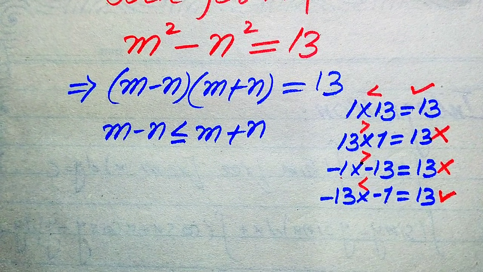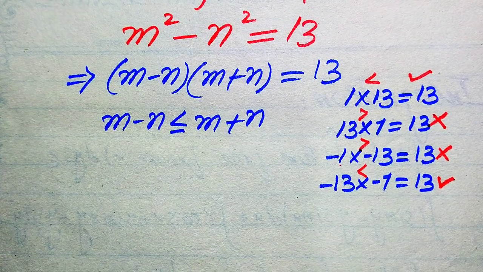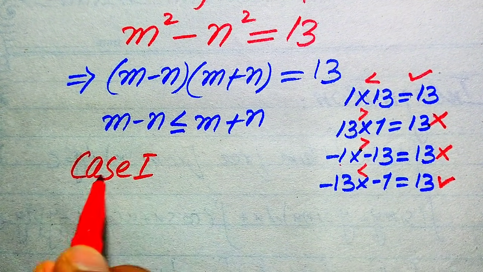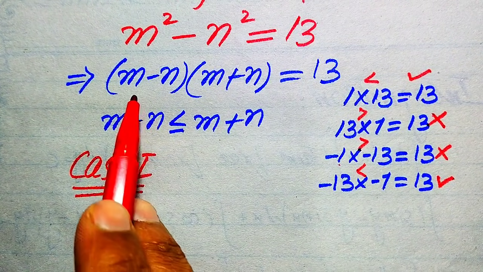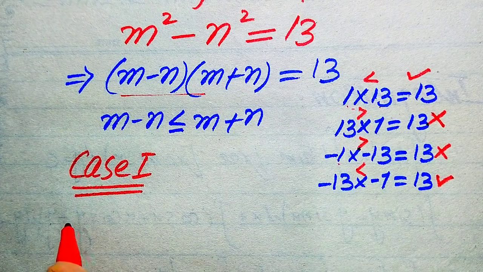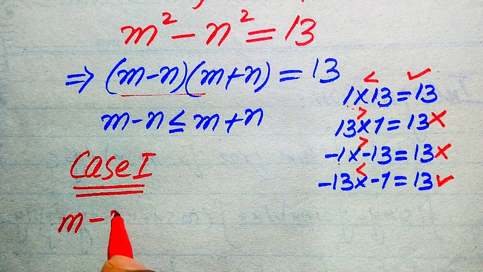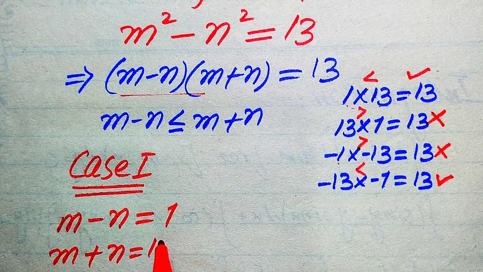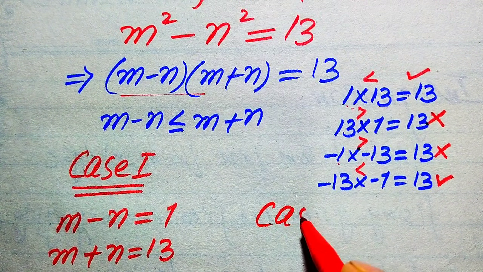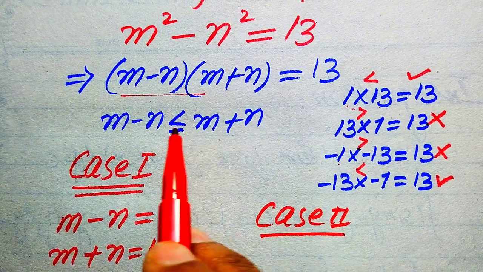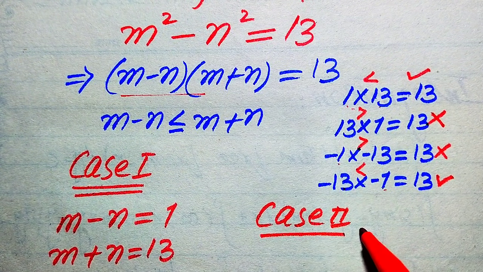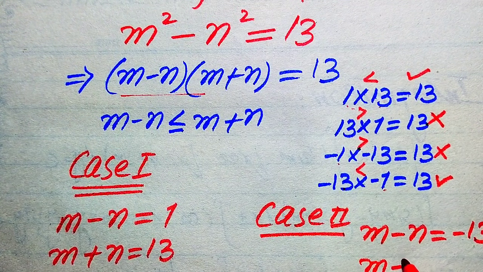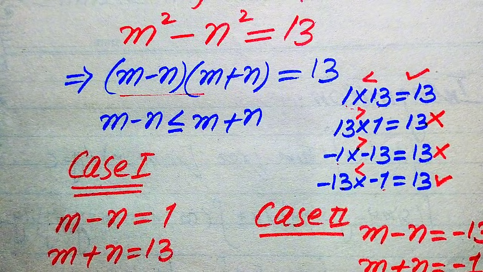So we have these two possibilities in which we get the values of m and n, so we divide this equation into two cases. The first case is we compare both of these two factors with these two values, and we get m minus n is equal to 1 and m plus n is equal to 13. And our second case is we compare again, and it becomes m minus n is equal to minus 13 and m plus n is equal to minus 1.